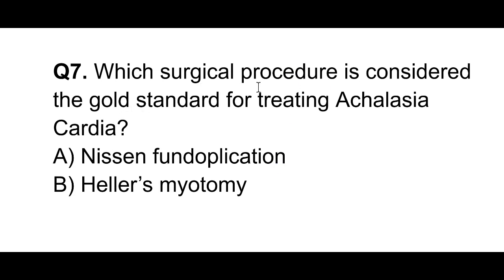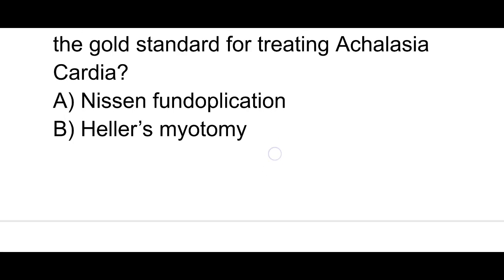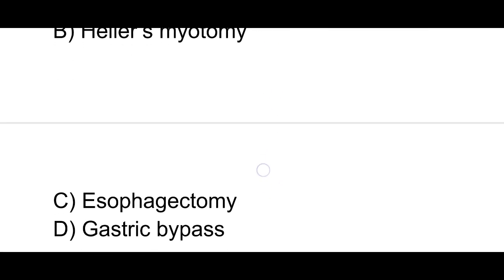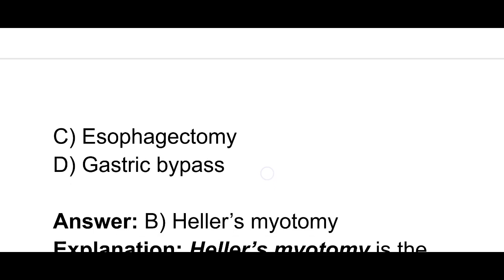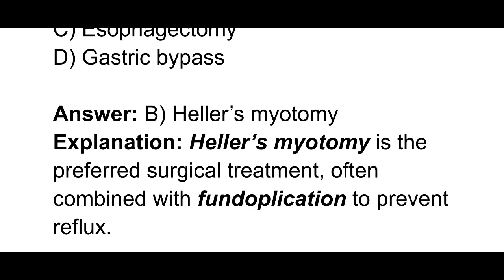Question 7. Which surgical procedure is considered the gold standard for treating Achalasia cardia? As discussed above, the answer is Heller's myotomy. It is the preferred surgical treatment, often combined with fundoplication to prevent reflux.